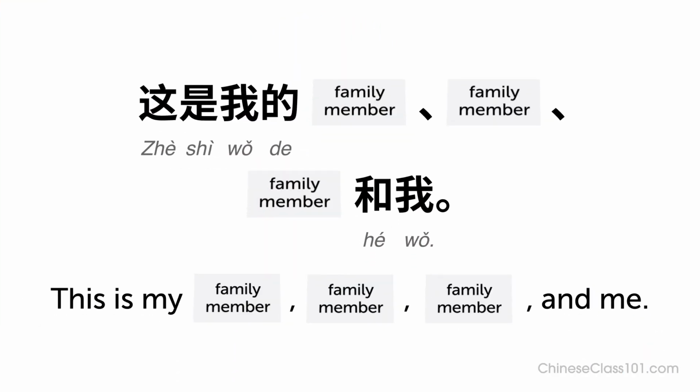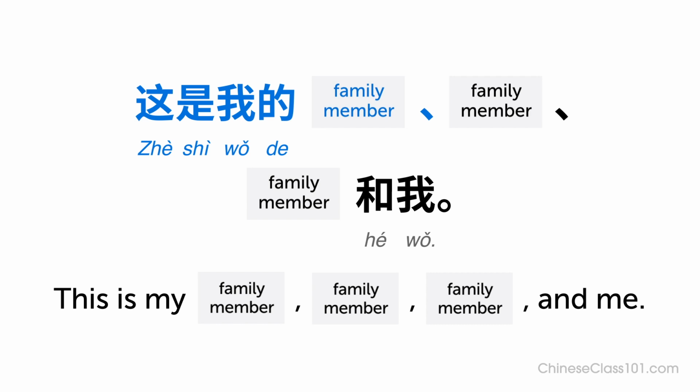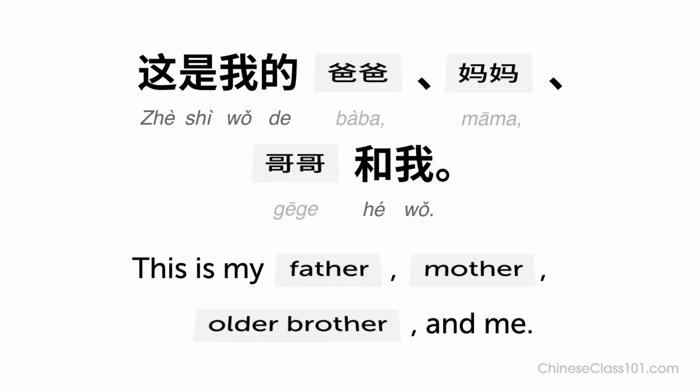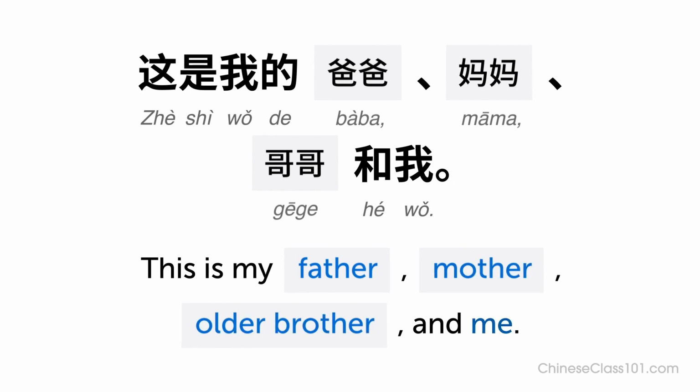The pattern is 这是我的 family member, family member, family member 和我。This is my family member, family member, family member, and me. To use this pattern, simply replace the family member placeholders with your family members. Imagine your family members are your father, mother, older brother, and you. Older brother is 哥哥。Say, this is my father, mother, older brother, and me. Ready?